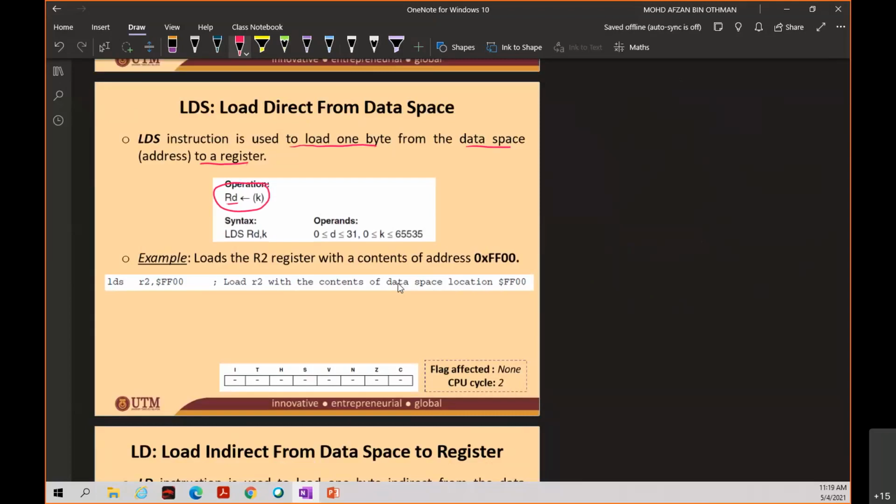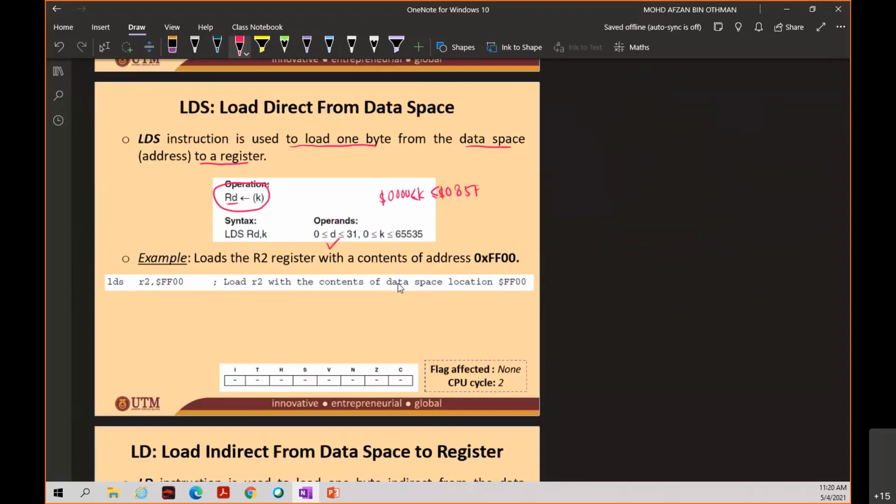The operand Rd can be from R0 to R31, while K is your data memory address. For Atmega32, K starts from 0000 until 085F. This is for Atmega32.